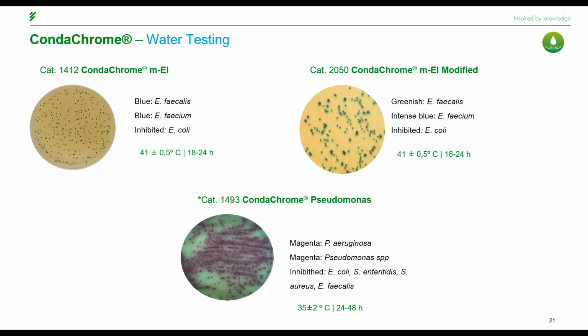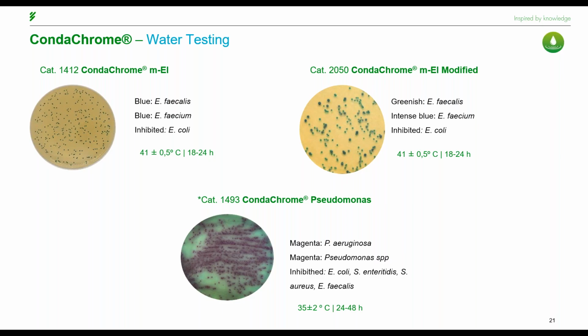Finally, we have Condachrome Pseudomonas. This medium is temporarily unavailable because it is currently under development for improvements, and some of our beverage company clients will internally validate the samples as soon as it's ready, because this genus of bacteria has a great impact not on the final product per se, but rather is an important indicator in the control of production water.